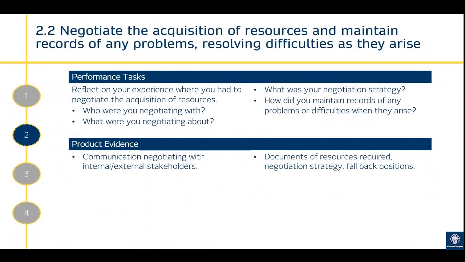2.2, negotiate the acquisition of resources and maintain records of any problems, resolving difficulties as they arise. There's a link here between this criteria and an outcome in the communications unit, which is about negotiation. So if you are engaged in negotiations around acquiring resources, then holistic evidence would be able to be mapped into that outcome in the communications unit too.